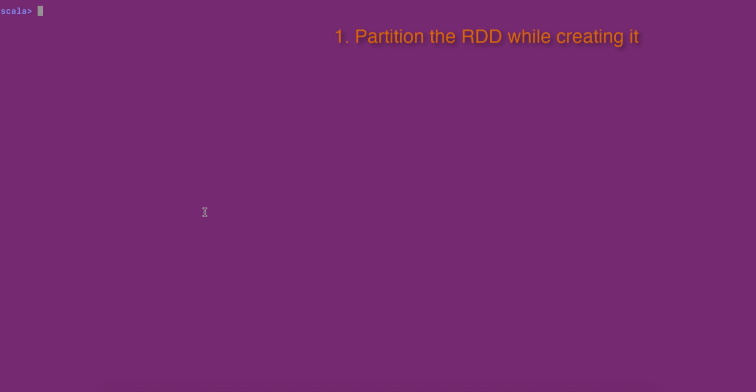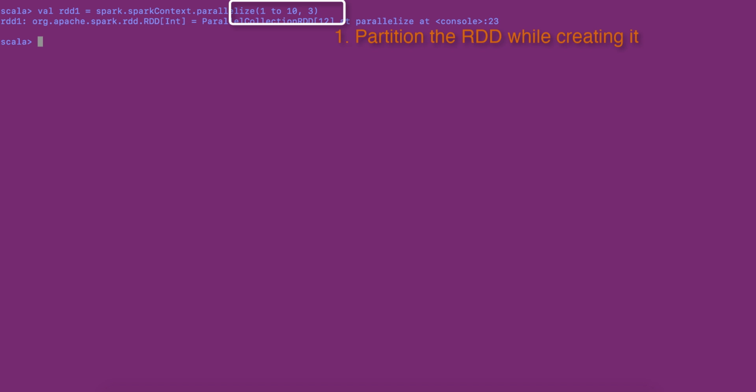Partitioning the RDD while creating it can be done by specifying the number of partitions as a parameter. Here's a simple example that creates a list of 10 integers with 3 partitions. Here, 3 is the parameter indicating the number of partitions. We are passing it as one of the parameters to the parallelize method of Spark context.